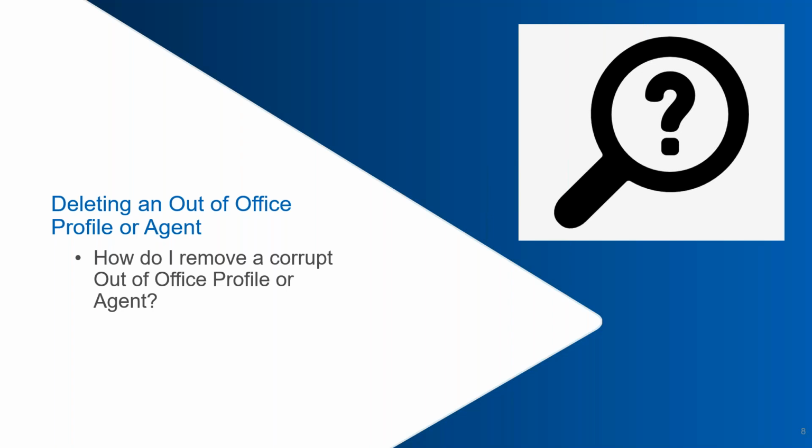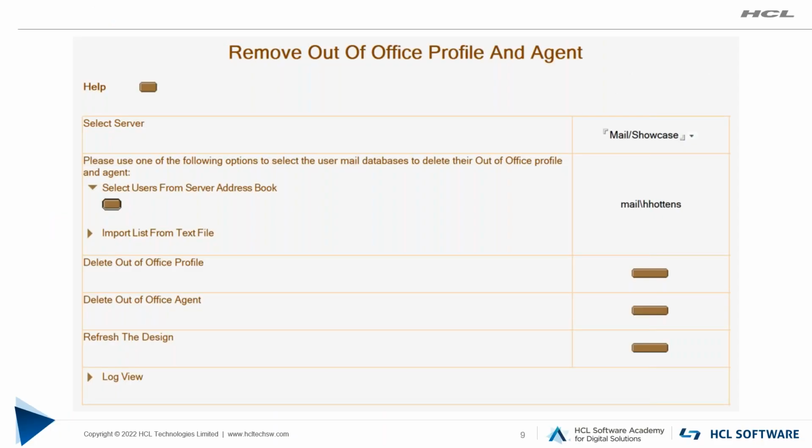And with corrupted documents, you basically have three choices. You can try running utilities against the database. You can go ahead and get a backup copy, a restore type of thing done, or you can go ahead and delete that offending document and then have a new one created. And that's exactly what the remove out of office profile an agent does for you.